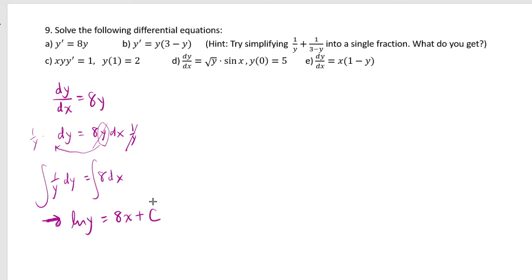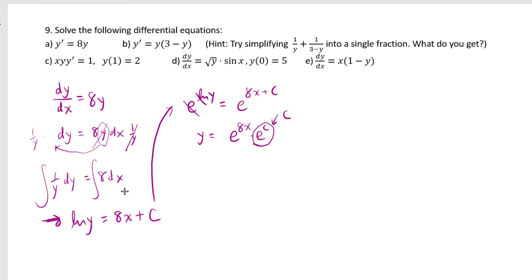Okay, so that's almost the solution. We still have to solve for y because we're looking for y as a function of x. So we exponentiate both sides. These cancel and you get y equals e to the 8x times e to the c, and because c is some arbitrary thing, you can rename this as the c. Or if you don't like what I mean by rename, let's just call this c tilde. This is some arbitrary constant, so I can just call e to the c tilde as c. It's still some kind of constant, right? So then we can just say this is c times e to the 8x, and that's the final answer.